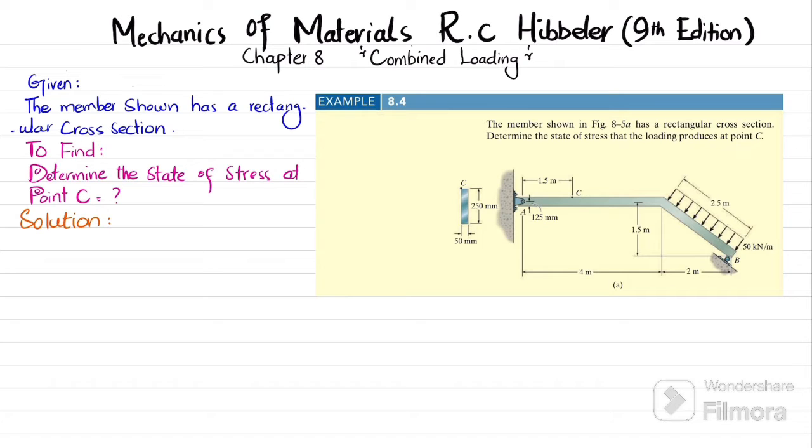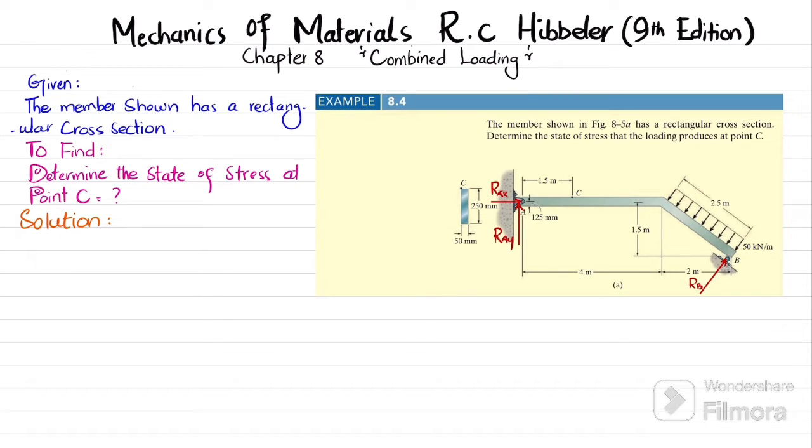The first step is that if you remove this pin support at point A, you will definitely have a horizontal reaction force, RAX, and similarly a vertical reaction force, RAY. The same is the case when you remove the roller support at point B: you will have a reaction force RB. Now we will find RAX, RAY, and RB using the equations of equilibrium.